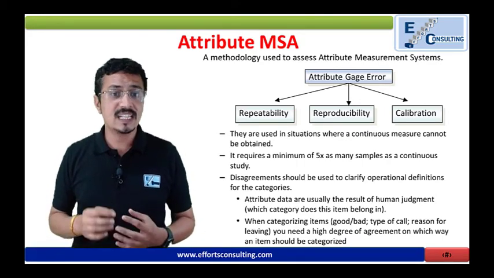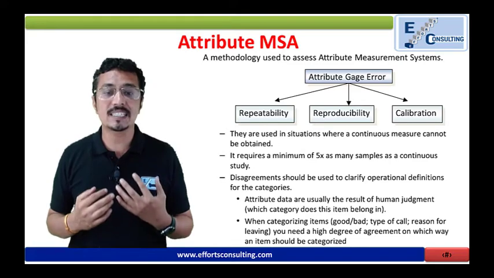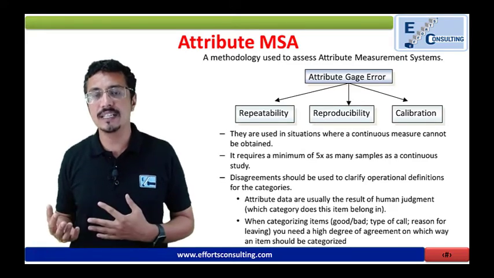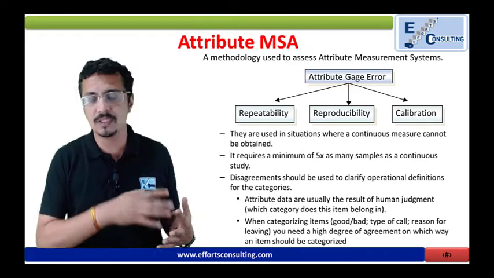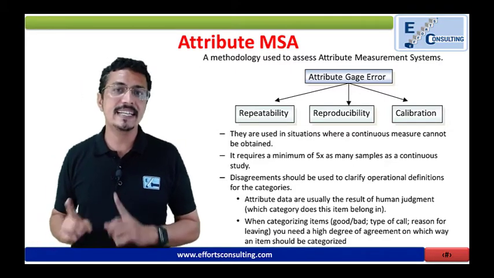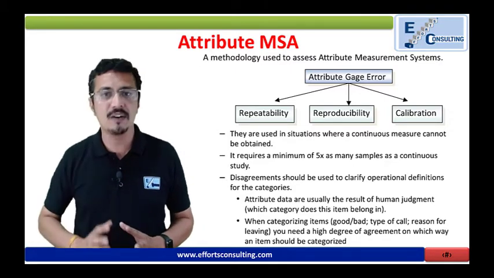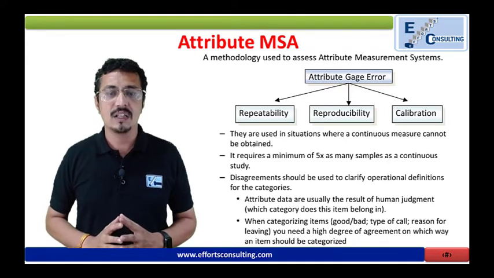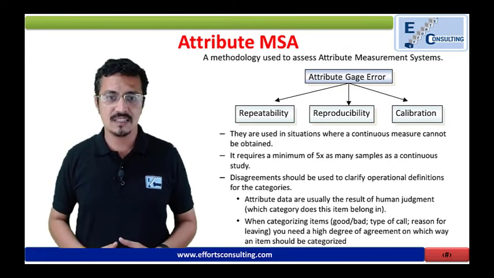Number two, it requires a minimum of 5x as many samples as a continuous study. So in continuous, if we have 10 samples, we can do this. But here we will need at least 50 samples to study our attribute gauge R&R. It is also called kappa analysis.